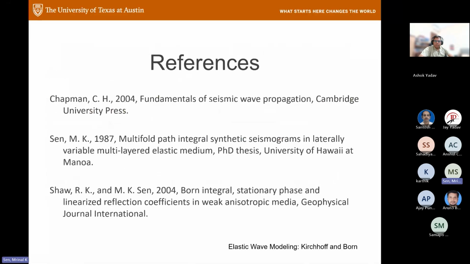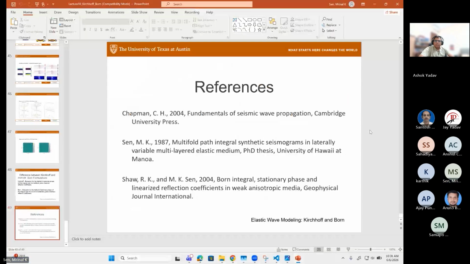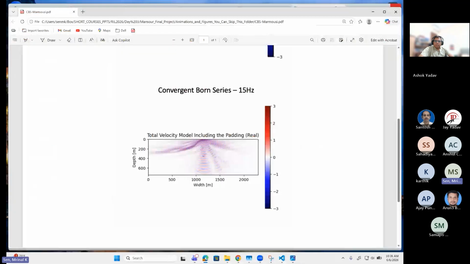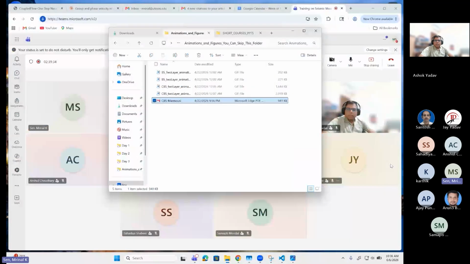And these are some references. I think that's all I planned for today. So let's have some discussion because I was hoping we can have some time for discussion also, if anybody has any questions on this.